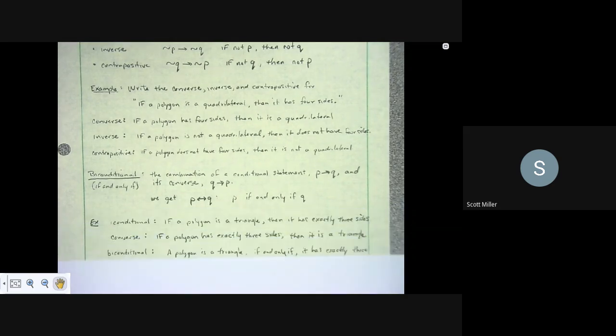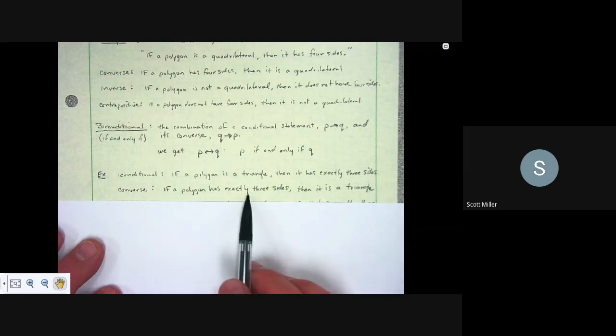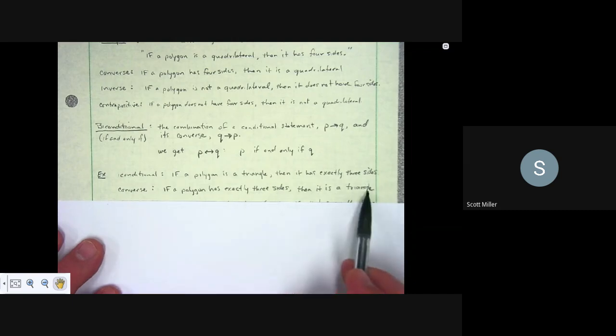So here is a conditional and its converse. If a polygon is a triangle, then it has exactly three sides. The converse, if a polygon has exactly three sides, then it is a triangle. So I can combine those into a single statement called a biconditional and write it in this fashion. A polygon is a triangle if and only if it has exactly three sides. So it's a little bit more powerful statement in that sense.